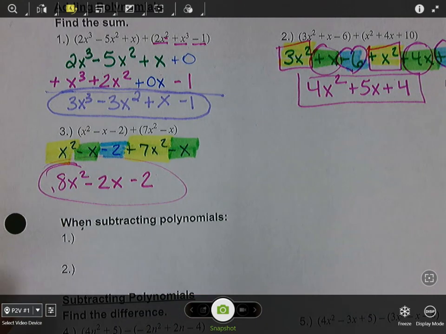That's it. All you do is go through and combine your like terms.